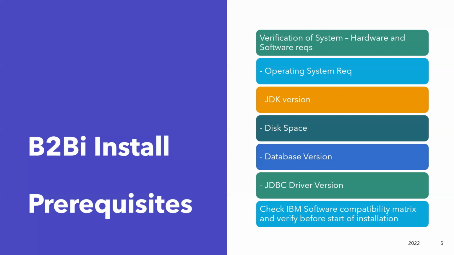When I say hardware, like the operating system and the disk space, those are things you need to ensure are correct, because your installation will fail if you don't do this prerequisite check and they are not satisfied. And then the rest of the software requirements: you need to have a proper JDK version, whether it's 1.7 or 1.8. You need to see the particular version and make sure that it is installed on that particular box.